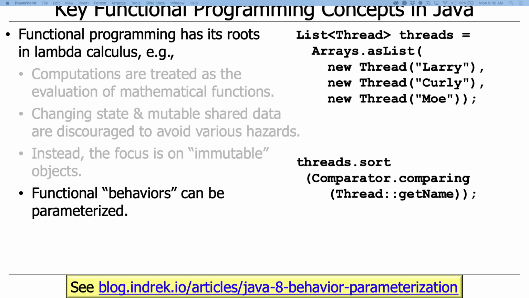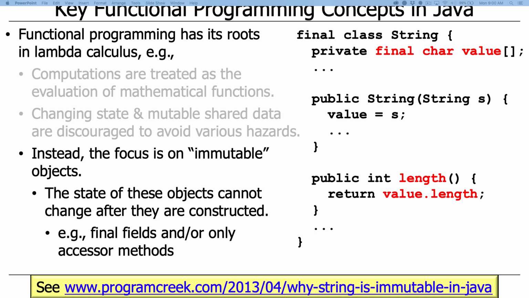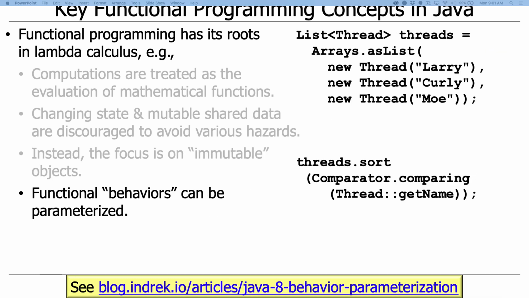Another key concept of functional programming is the idea that behavior can be parameterized. Now, we're all very accustomed to parameterizing data. Just as an example, if you take a look at the constructor for string, it takes a string, right? So you can create a string from another string. So it's pretty clear that you can parameterize data. You've been doing that since CS 101 or whatever your intro programming course was. But parameterizing behaviors, that's a little bit different.